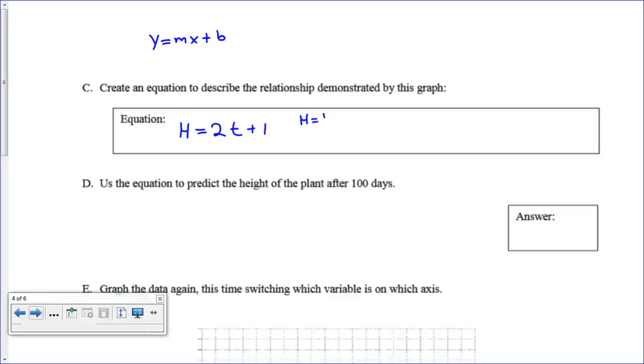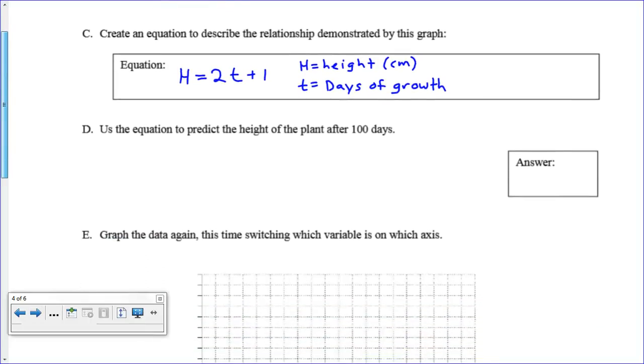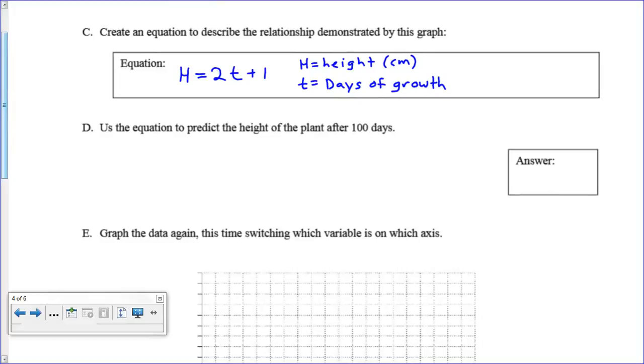All right, and then I make my little key here. I say h equals the height, and you have to remember to put the centimeters on, so that people know what the units are. And then t is equal to the days of growth. Alternatively, you could have used D and used D as days of growth. I think T is a little bit more normal because T is typically used for time, but it's up to you on that one.